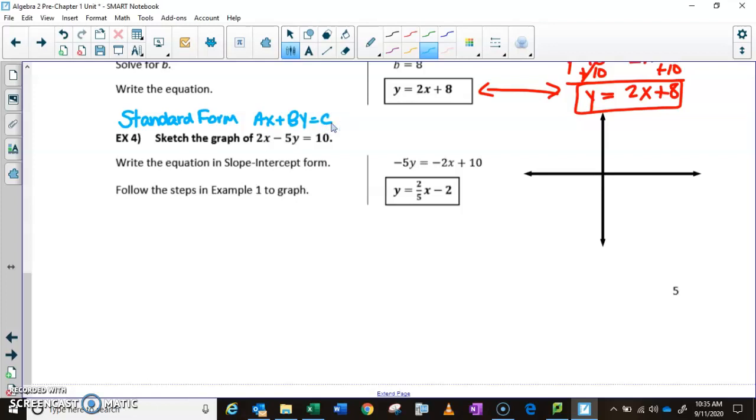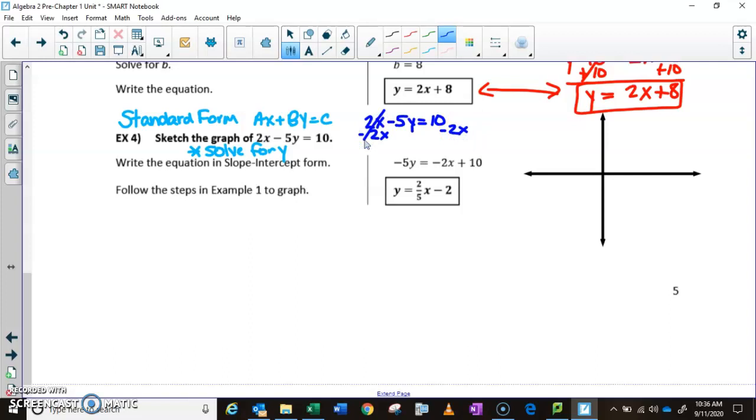So before we can sketch that, we need to put it into slope-intercept form, meaning we need to solve for y. So how do we solve it for y? We practice that skill. So I'm going to solve for y. The first thing I'm going to do is subtract the 2x. So I'm going to copy it down over here: 2x minus 5y equals 10. So I'm going to subtract 2x from both sides.